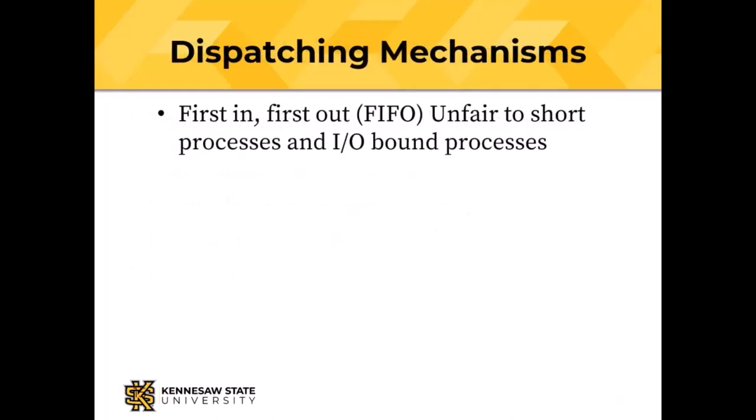So how do we do dispatching, that is moving from ready to running? Well, we could do first in, first out. That is unfair to short processes and to IO-bound processes. An IO-bound process is one that does a lot of input and output. And so the biggest part of the clock time that it takes that process to finish is waiting for input or output. And so if I have an IO-bound process, it's going to run, it's going to ask for IO, and then it goes back to that waiting queue. Okay, and it'll be waiting for a while if we're doing first in, first out.